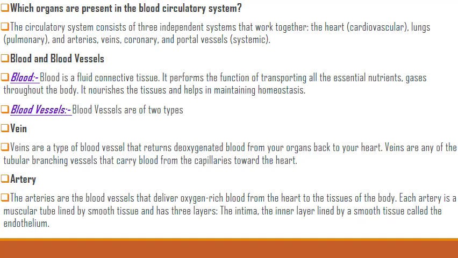Blood vessels. Blood vessels are of two types, veins and arteries. Veins are a type of blood vessels that return deoxygenated blood from your organs back to your heart. Veins are any of the tubular branching vessels that carry blood from the capillaries towards the heart. And arteries are the blood vessels that deliver oxygen-rich blood from the heart to the tissues of the body. Each artery is a muscular tube lined by smooth tissue and has three layers. The intima, the inner layer lined by a smooth tissue called the endothelium.